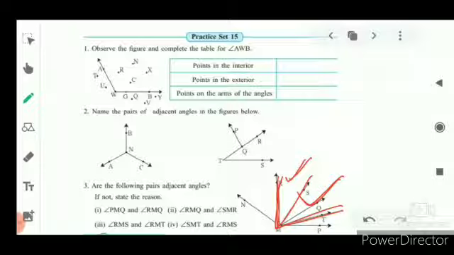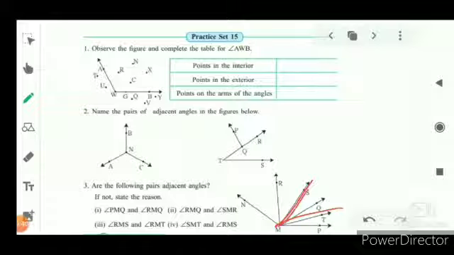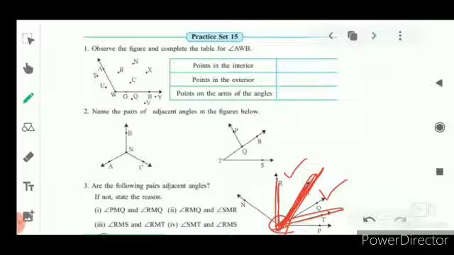Okay, the fourth question is angle SMT and RMS. Yes, both have the separate interiors, the common vertex and the common arm, this arm MS. So these are the adjacent angles because they satisfy all the three conditions of adjacent angles.